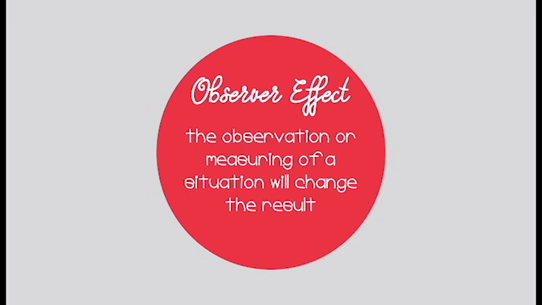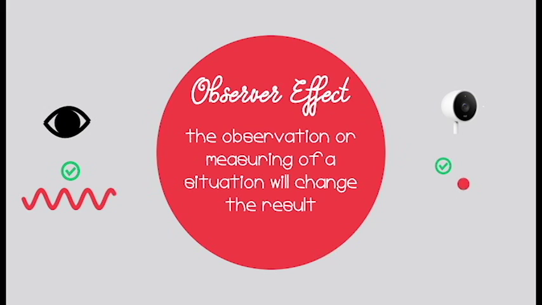This is one of the most prominent examples of the observer effect, the idea that the observation or measuring of a situation can change the result. By measuring it, you force light to behave as a wave. Similarly, the camera's measurement forces it to behave as a particle. Without an observer, there is no way to obtain a result, and therefore no result that has any meaning.